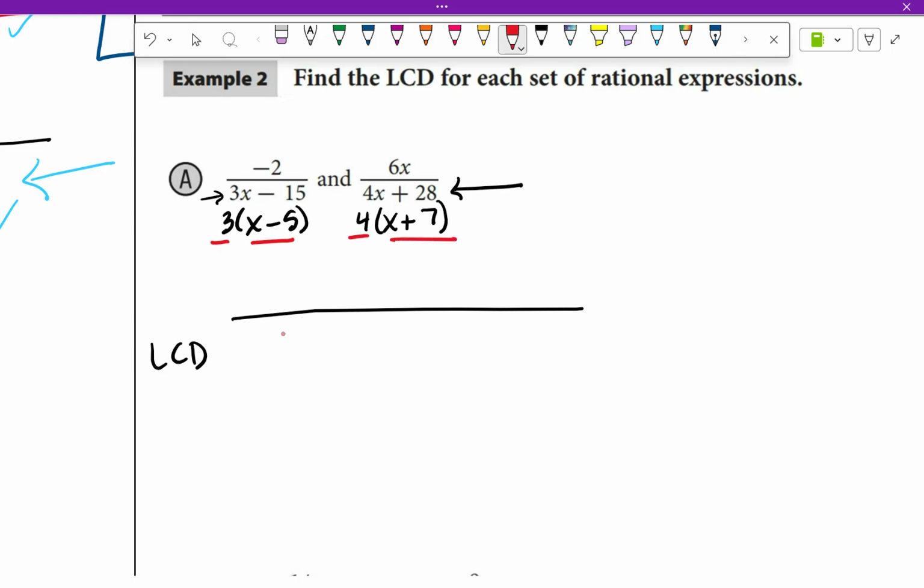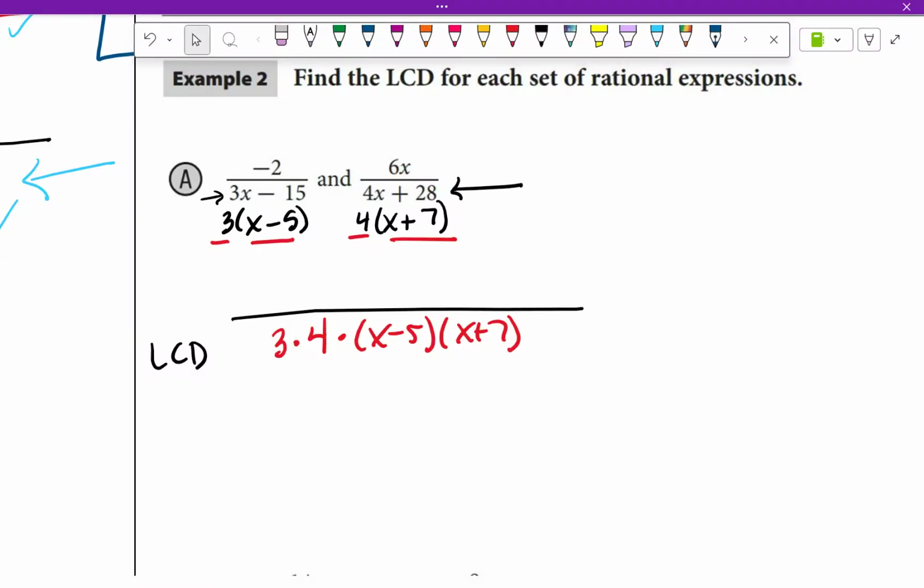Okay? So I'm going to put 3 in there. I tend to put the numbers up front that are just numbers. I would put 4 up there. I put x minus 5 times x plus 7. Okay, so that whole thing would become my least common denominator. And sometimes that happens, that there's nothing that matches. Okay? Any questions so far?